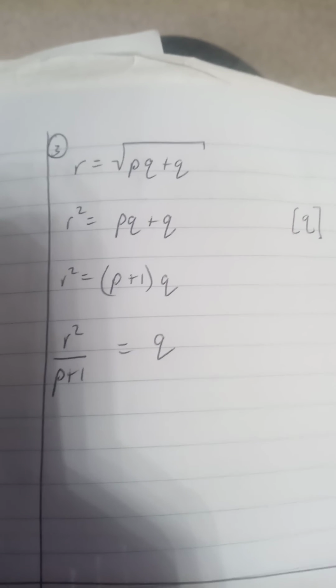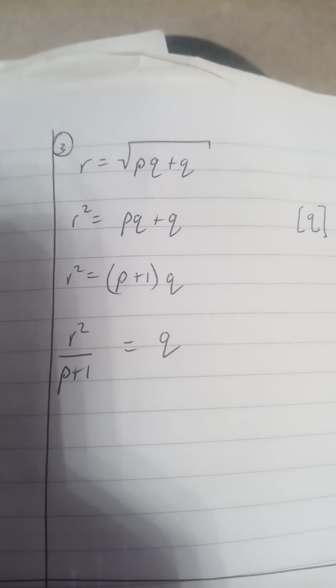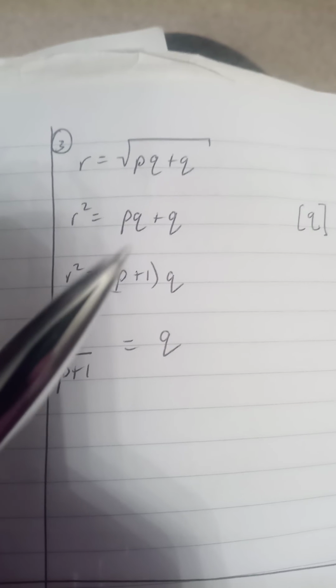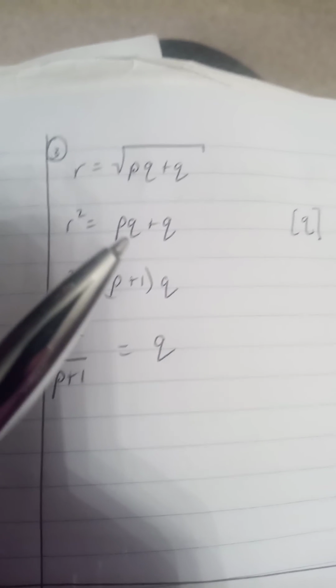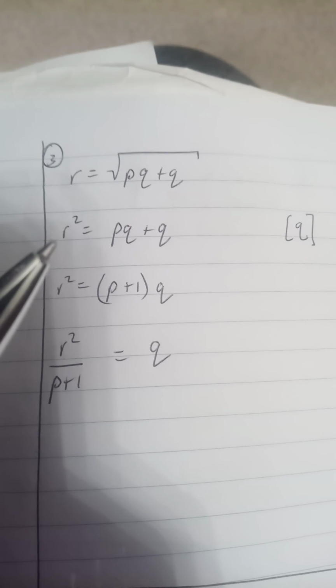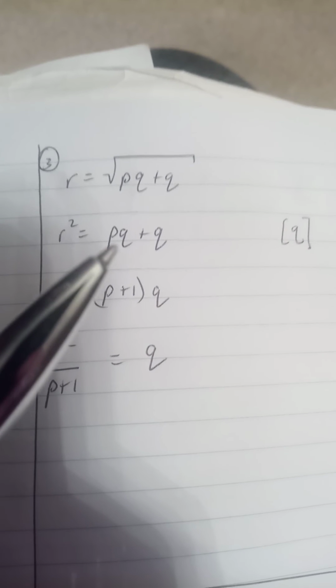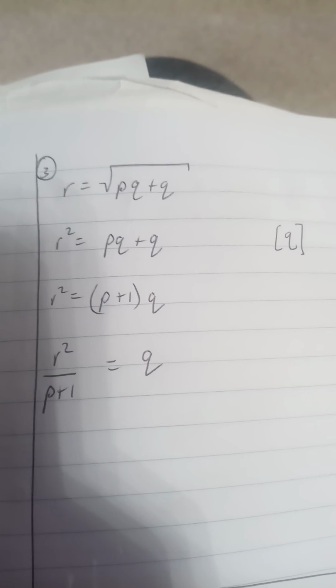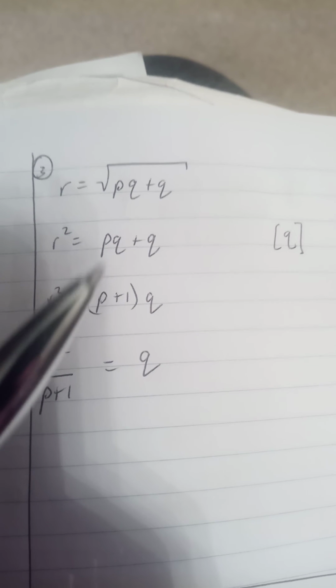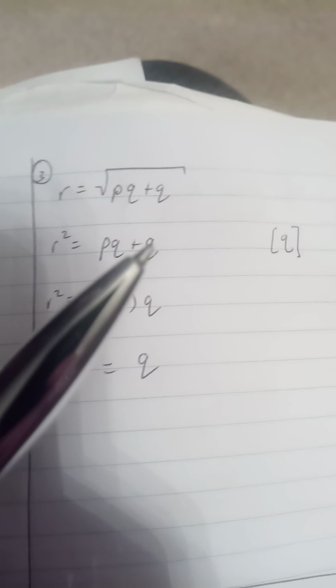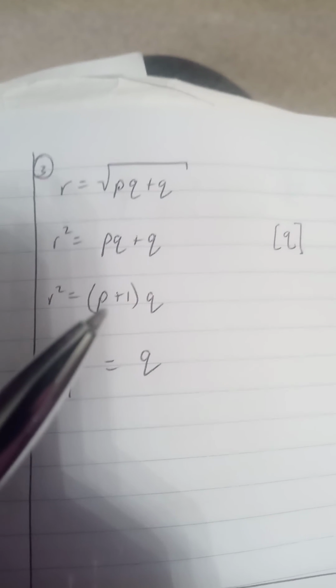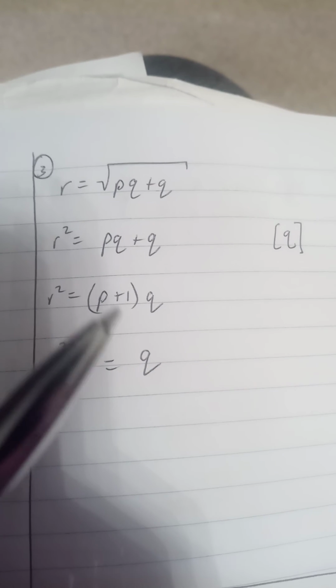I'm looking to make q the subject of the equation, so I want everything with q on one side and everything without q on the other. And that's done already. Everything with q is there, everything with r is there. Now I have two terms with q, so I need to factorize out the q. If I took q out of the pq, I'd be left with p. And if I took q out of the plus 1q there, I'd be left with plus 1 there.